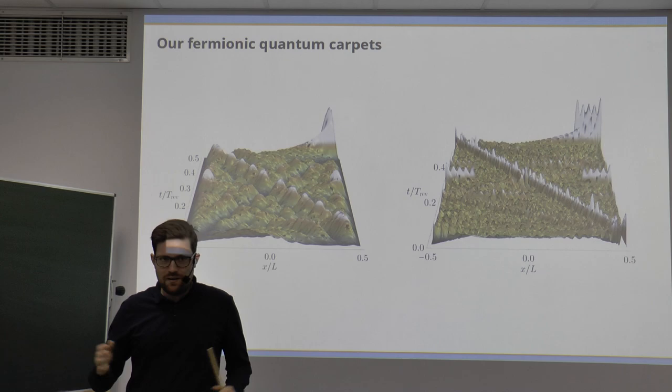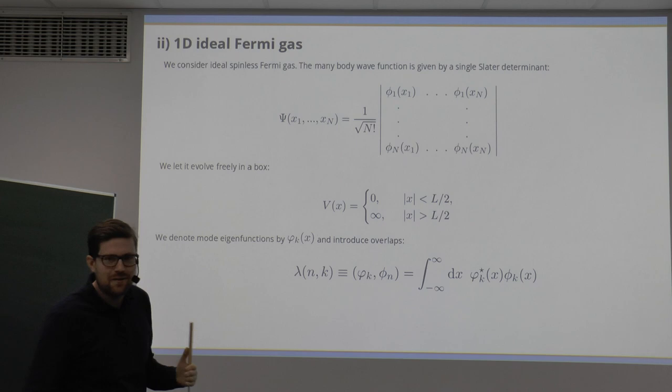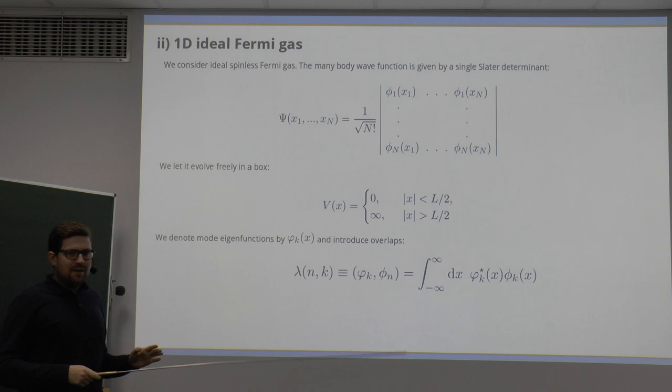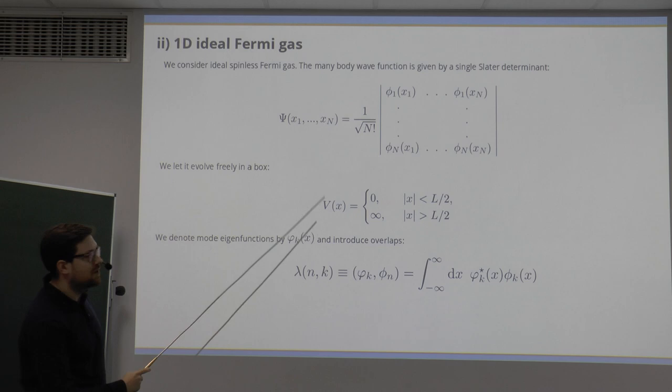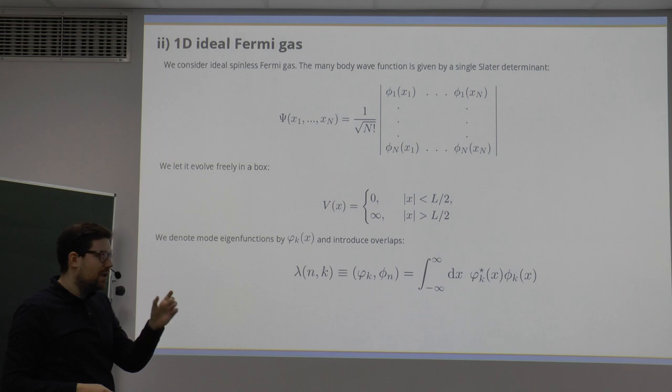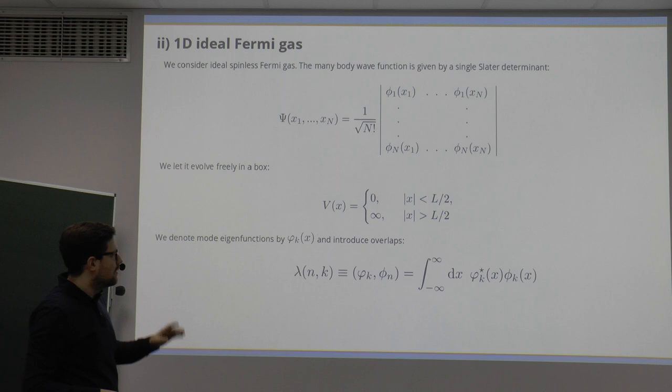So this is all when it comes to the beautiful pictures, and now it's the time for the equations. So we are starting with the ideal Fermi gas, and this is the ansatz for the many-body wave function, which is just one Slater determinant. And by these big phis, I will denote the initial orbitals, so the initial states of each of the particles. Right now, this is a non-interacting case, so they will just undergo a unitary evolution.